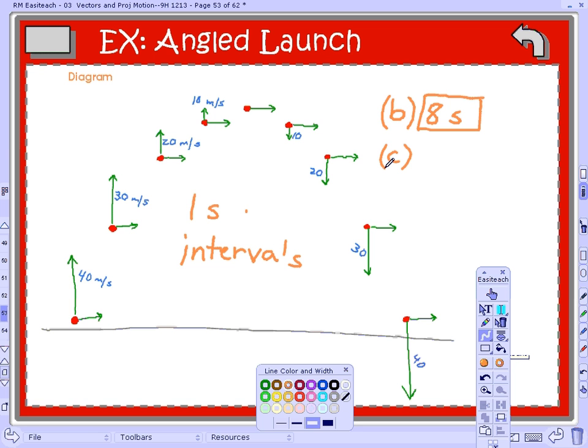And a lot of you will just develop a shorthand where you realize it's going to take 4 seconds to get to this top, where vertically the v sub y is 0 at the top. A lot of you are going to realize that.